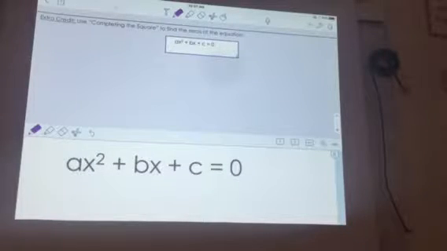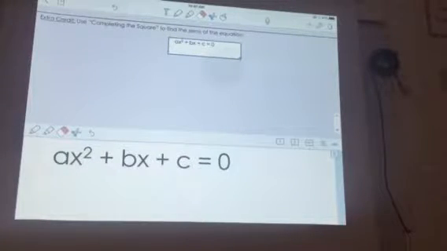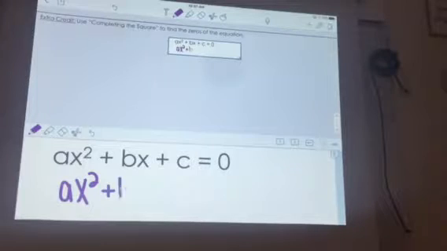So we start with this general quadratic equation. This could be any quadratic equation with any value for a and any value for b. So we're going to complete the square, and that means turning one side of this equation into a perfect square trinomial so that we can square root it and solve. To do this, I need to get c onto the other side. So I'll start with ax squared plus bx equals negative c.